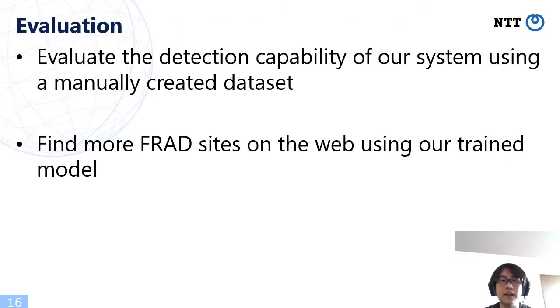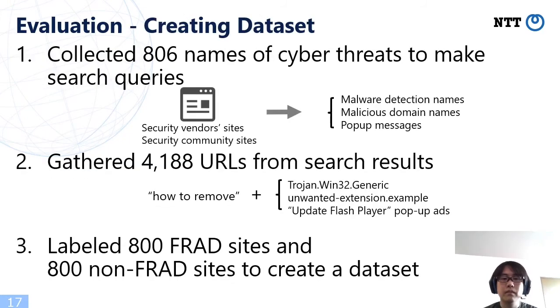I'll show you our experiment that evaluates the detection capability of our system. First, we created a dataset to train and test our classification model. And by using the trained model, we tried to find more flood sites on the web. Before I show you the results, let me give you the process of creating a dataset. To collect candidates of flood sites, we used the Bing Web Search API.